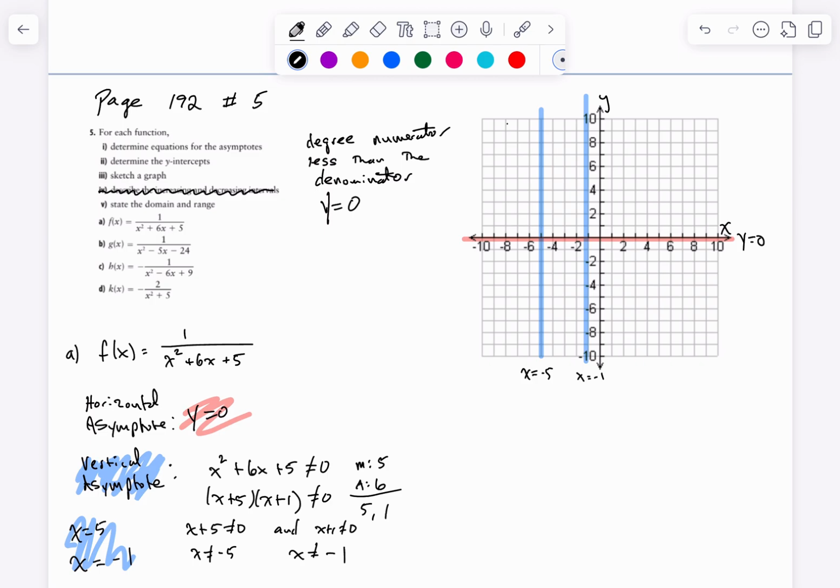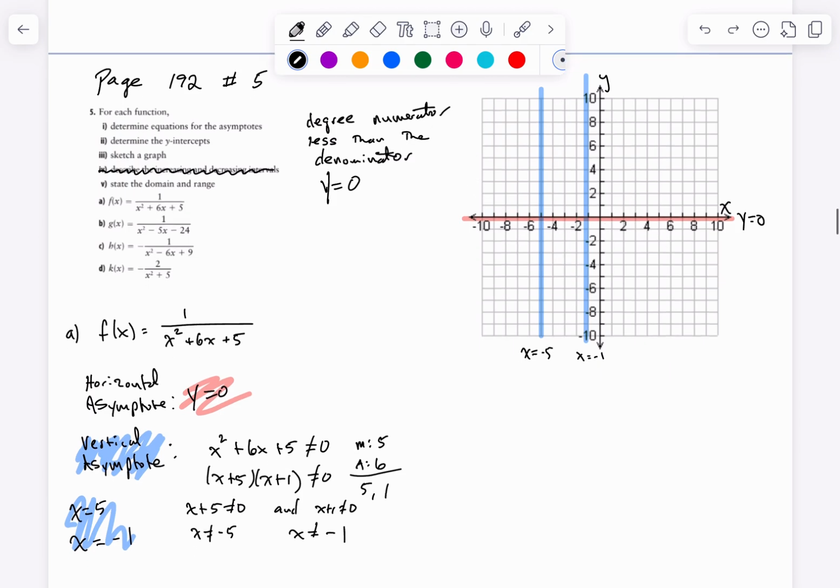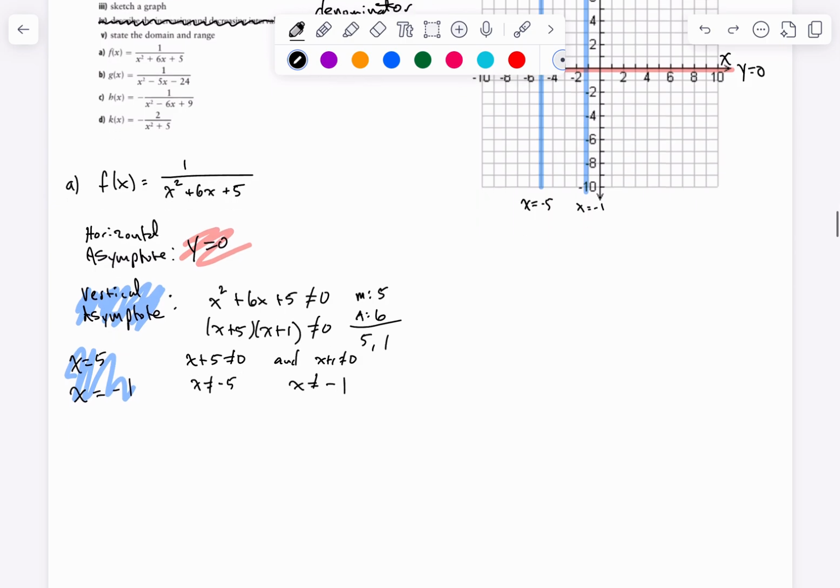So where's the graph over in negative infinity to negative 5? Where is it in here? And where is it over here? So we're going to do the next step here in determining, so remember this is I, we're now going to figure out y-intercepts.